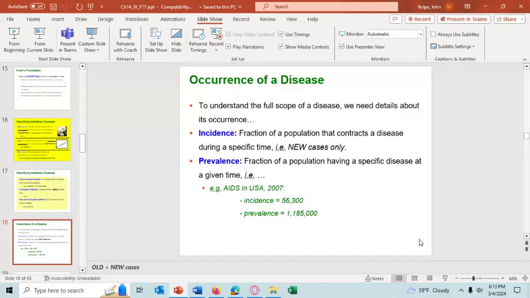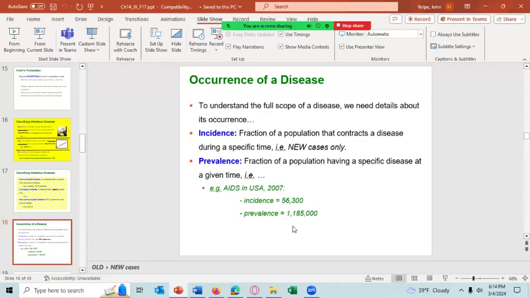So back in 2007, when we were talking about AIDS in the United States, the incidence of new cases of AIDS in the United States in 2007 was 56,300 cases that came down with new cases of AIDS. But in 2007, the total prevalence of patients in the United States with AIDS was 1,185,000, because that includes both the new cases and the old cases. Any question about that?